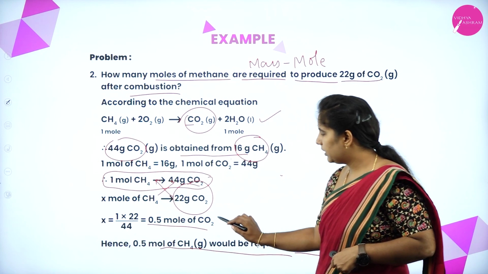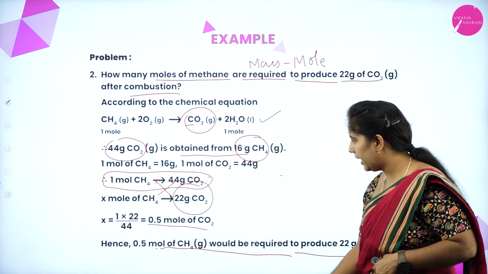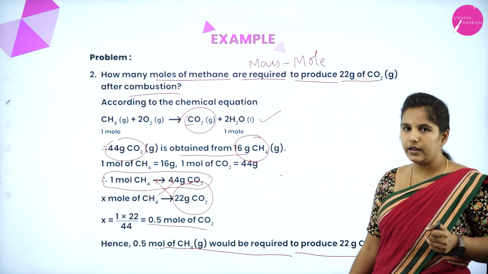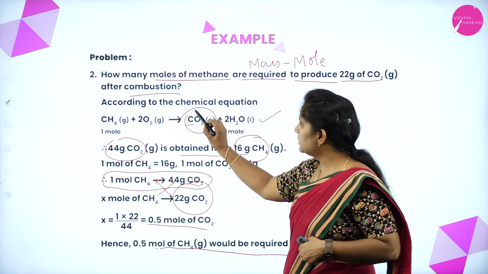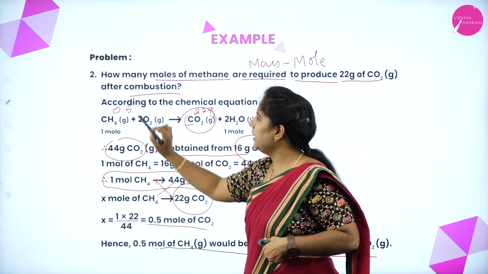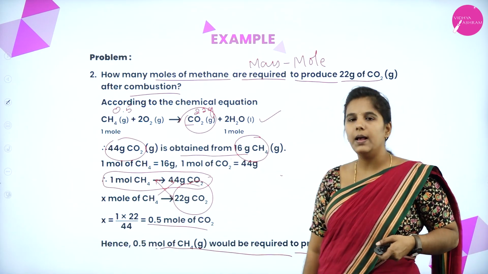0.5 moles of carbon dioxide are produced, so here we come to know that 0.5 moles of methane would be required to produce 22 grams of carbon dioxide. To produce 22 grams of carbon dioxide, we need 0.5 moles of methane.